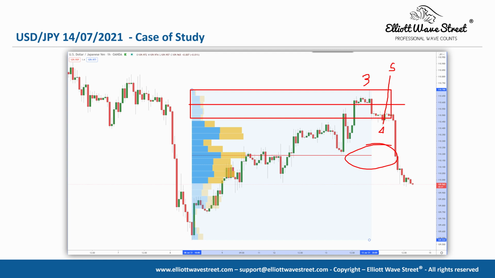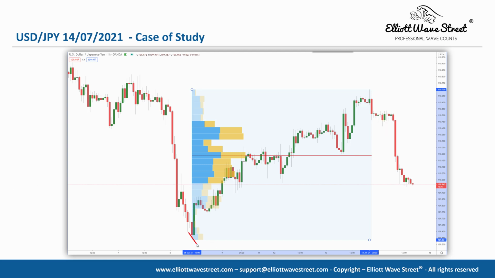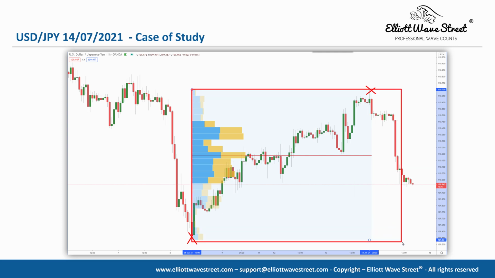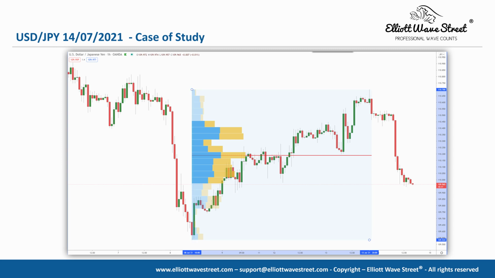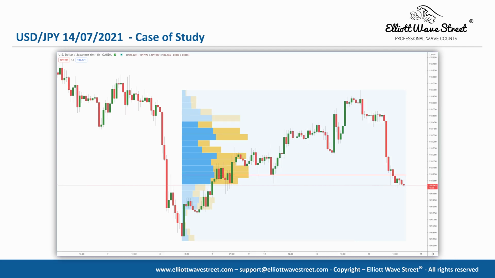And look, here I'm doing the profile from the low to the high. Only this area, the corrective wave. What happened if I do the profile of this entire area, taking care of this price as well? Is it going to be a completely different analysis? Well, let's have a look. It's the same, right? It's the same.